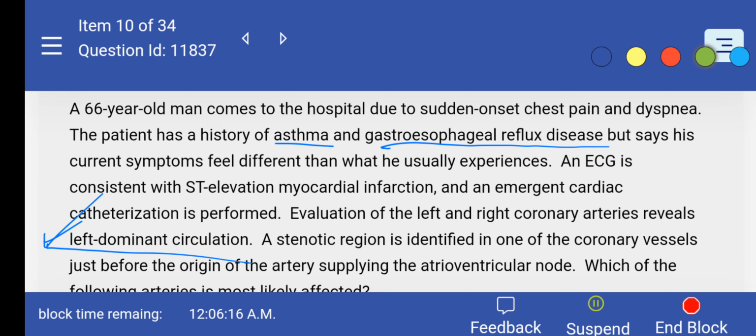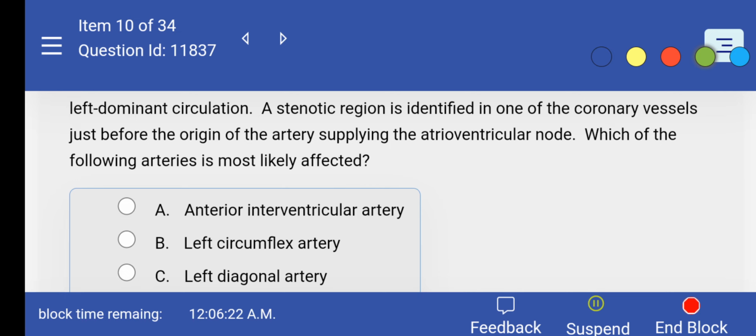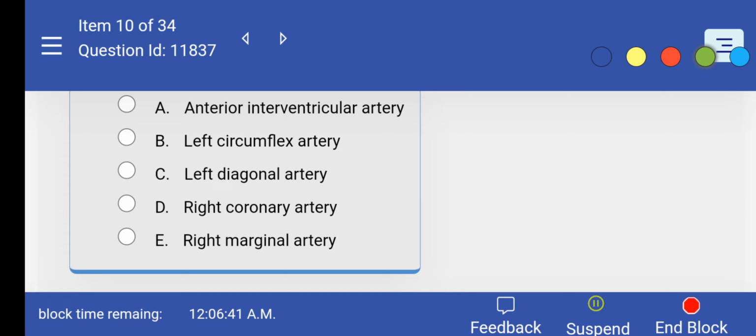This is important. A stenotic region is identified in one of the coronary vessels just before the origin of the artery supplying the AV node, that is the atrioventricular node. Which of the following arteries is most likely affected? The options are anterior interventricular artery, left circumflex artery, left diagonal artery, right coronary artery, right marginal artery. So what do you think? Pause it and give the answer.